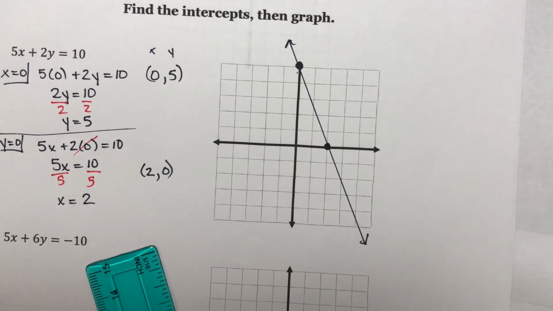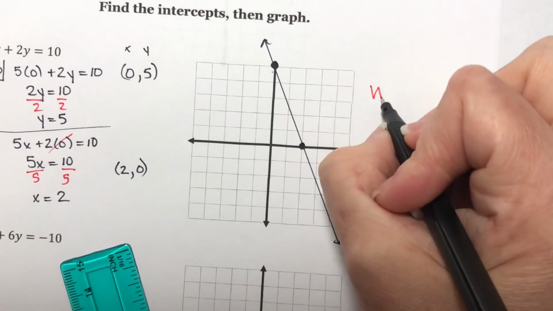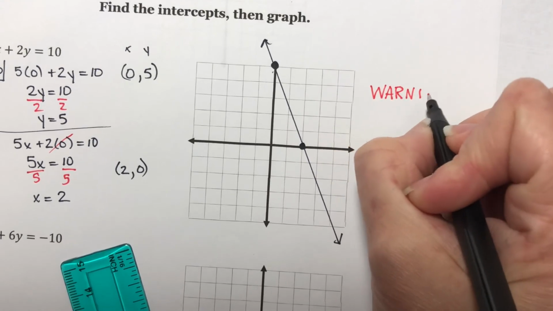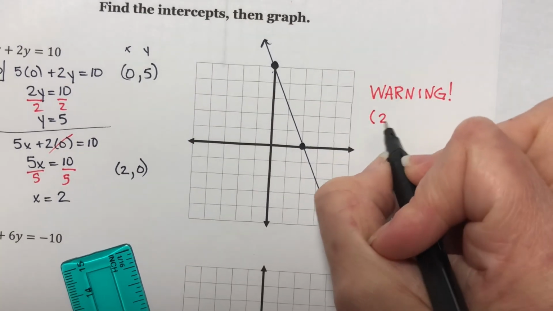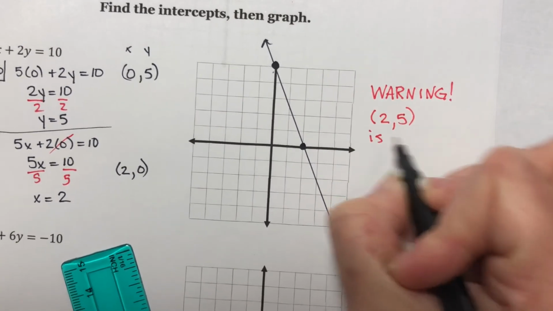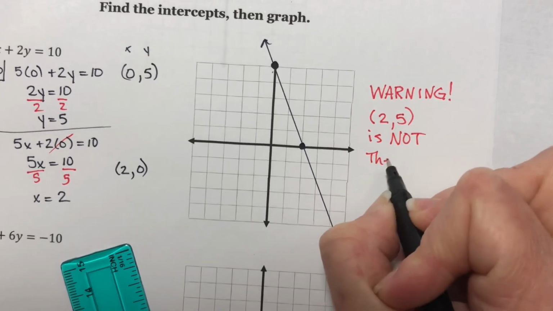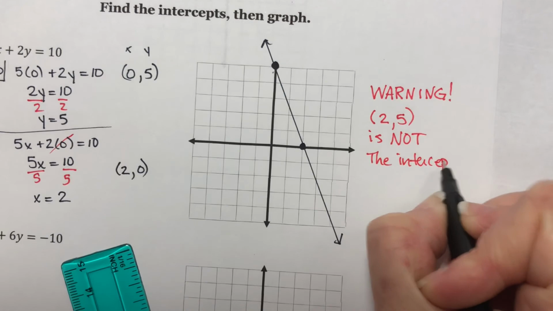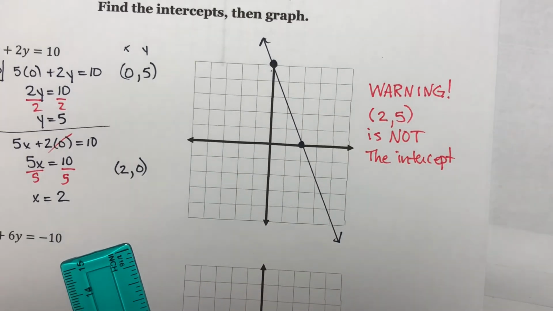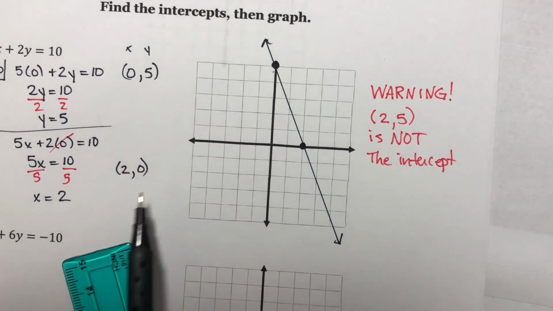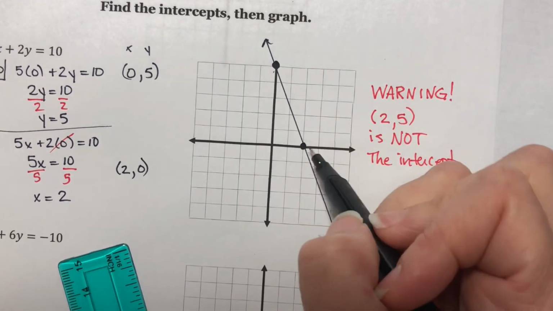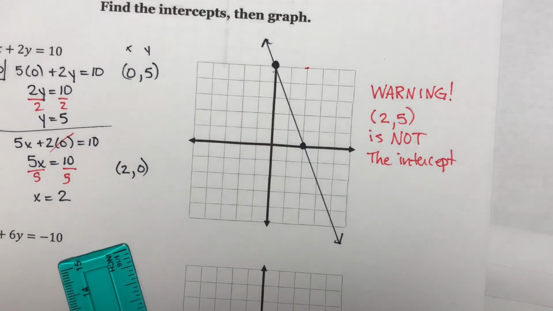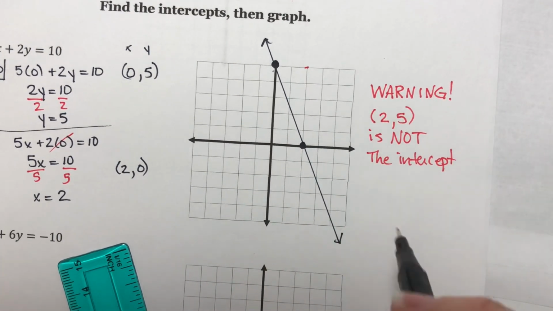Okay? One big warning. Do not write your answer as 2, 5. You are usually, not always, usually going to have 2 intercepts, and they will always have a 0 in them. You have 2 separate points here. This would be the point 2, 5 right up here, which is definitely not an intercept. It's tempting, but don't do that. Okay?